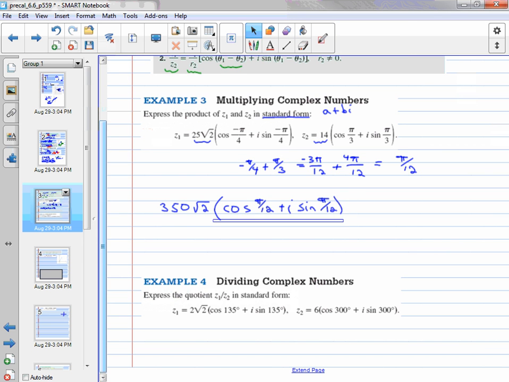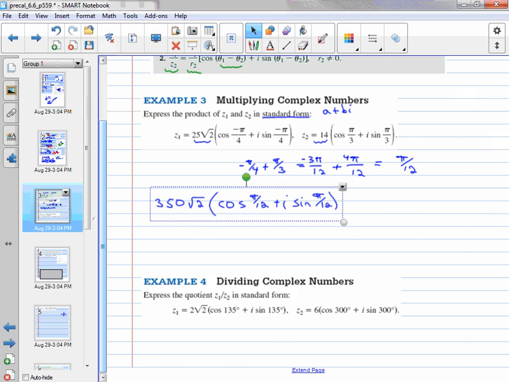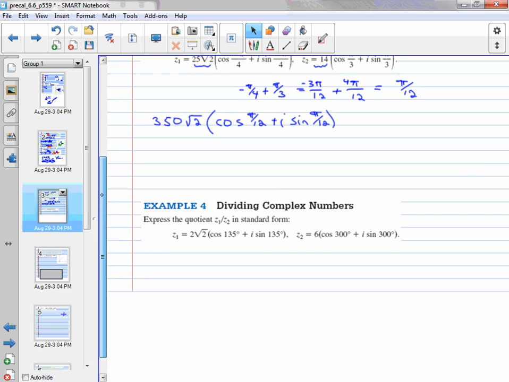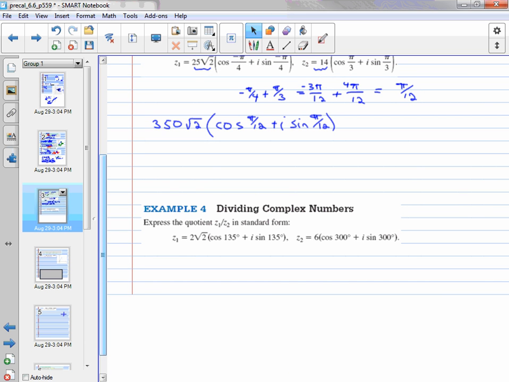So we found our product. It's in trig form. Now they ask for us to place it into standard form. So we're going to need to convert it back into the a plus bi. Well, remember that a is r cosine theta, and b is r sine theta. So my r is this. I just need to take 350 square root of 2 times the cosine of pi over 12, and I will know what my a value is.